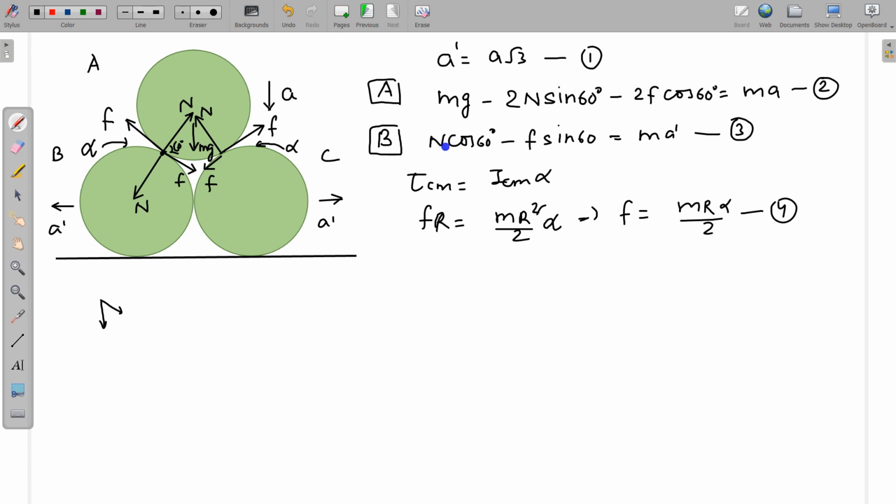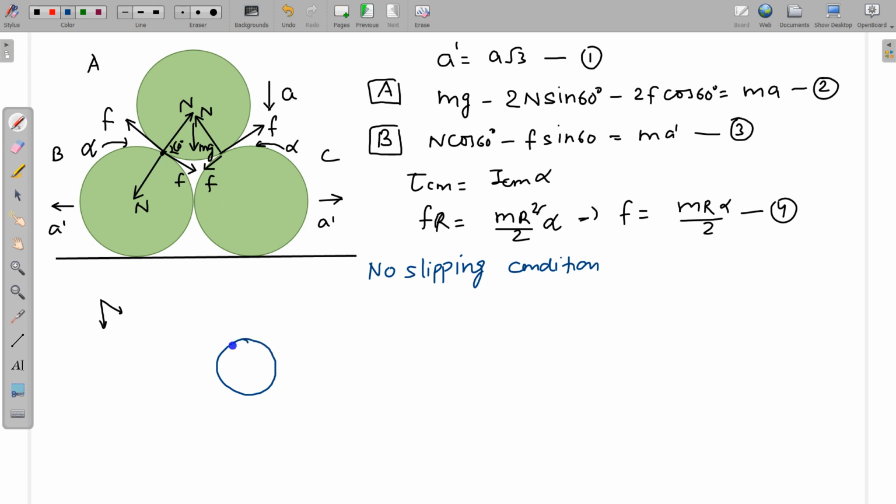Now we have to write one more equation for the no slipping condition. There is no slipping between the cylinders, so for the no slipping condition, we have to use this point. Already we have used this contact for our constraint relation. We have written the constraint relation. Now we are using the no slipping condition. No slipping means there is no relative motion along the contact surface.